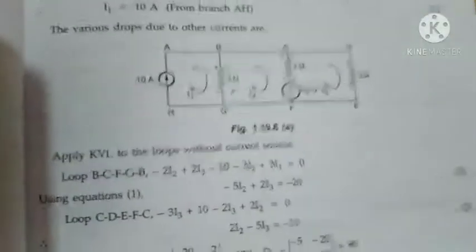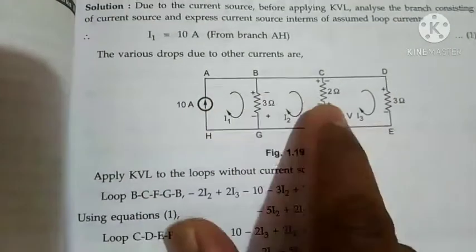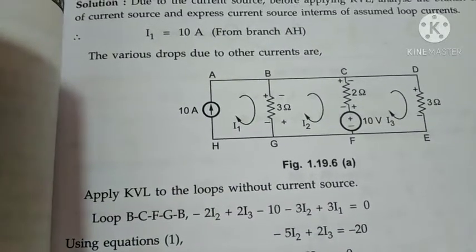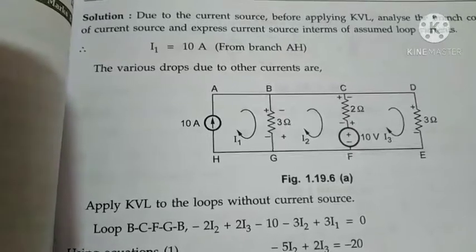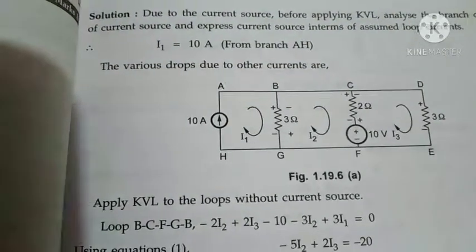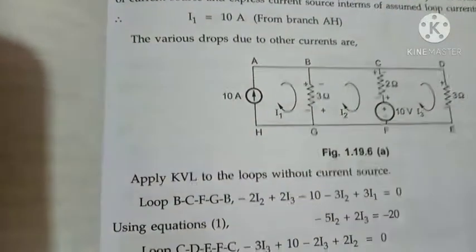Then we will apply KVL for this loop. Second loop we will apply the KVL. So in order to apply the KVL for the second loop, what do you know about KVL? That is, current into resistance, voltage drops, we have to write.